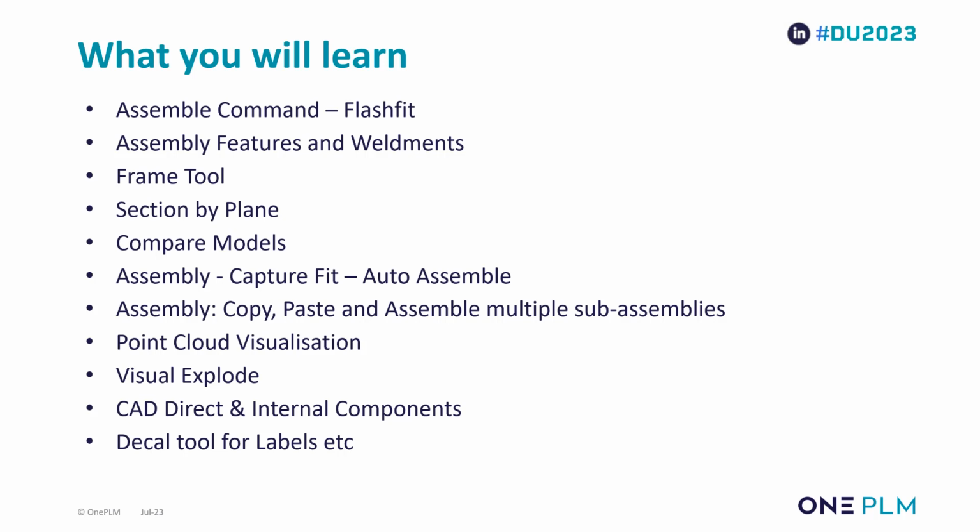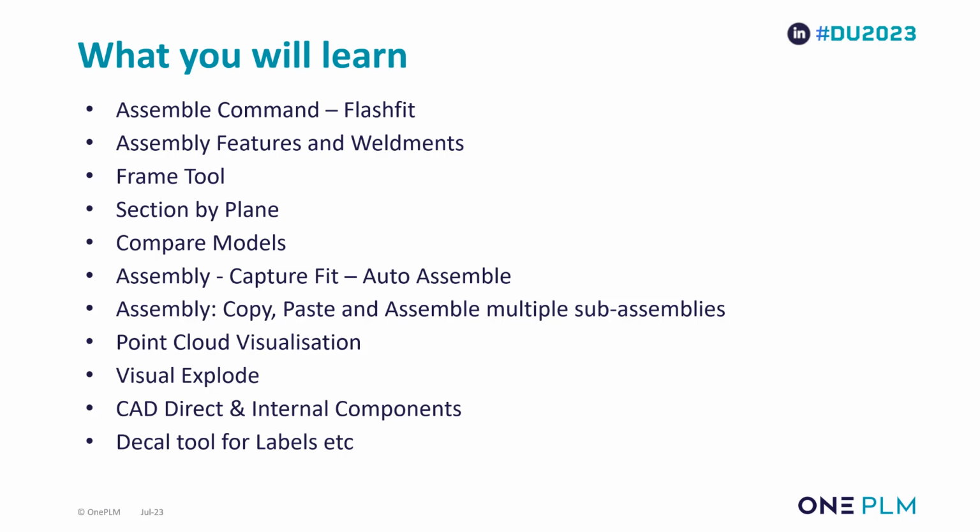And then we'll look at the view items, such as section by plane. And then we're going to look at compare models. We're going to look at assembly capture fit, the new auto assemble command, how we can put that into our workflow very simply. Also during assembly, how we can do copy and paste. This is kind of part of capture fit as well, because it auto capture fits temporarily, so those two work hand in hand.